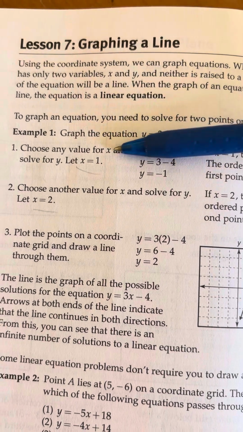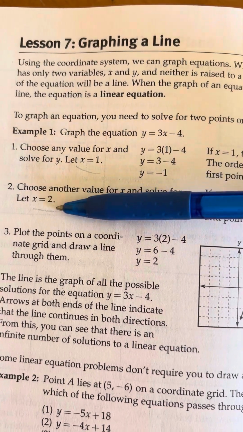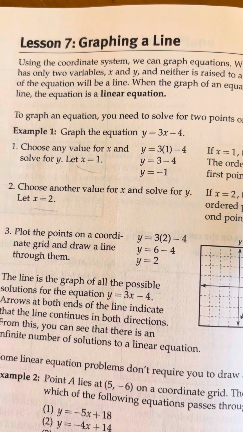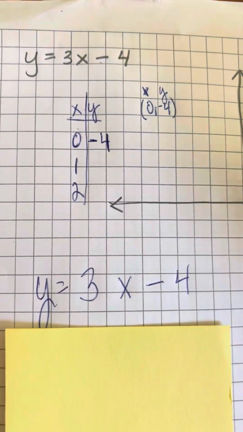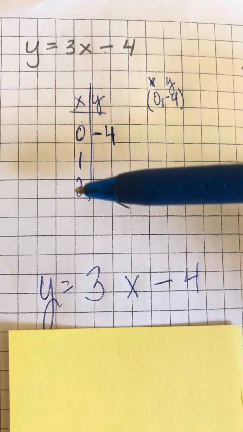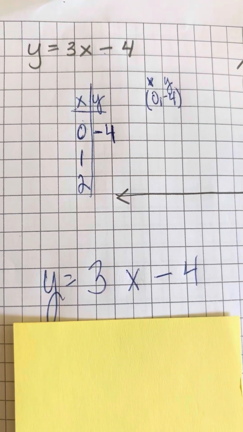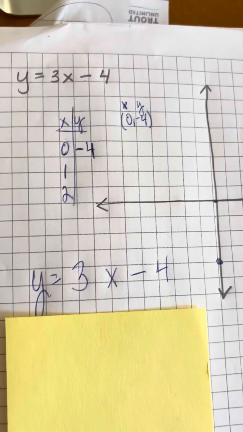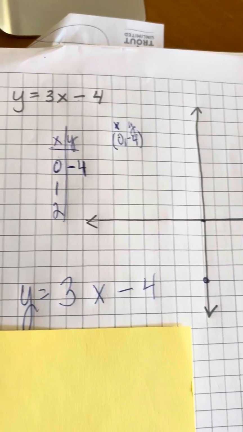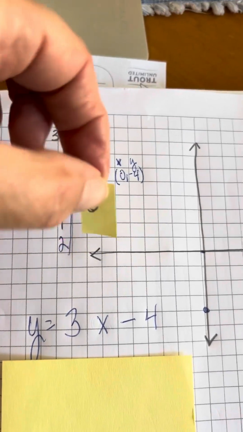The book recommends that you choose the numbers 1 and 2 and put them into the equation. What I'm going to do is use 0, 1, and 2. Remember that 2 points determine a line, but the third one is there as a check to make sure I did it right.